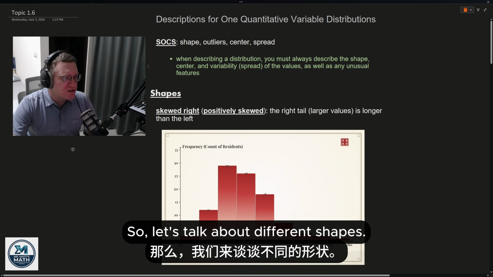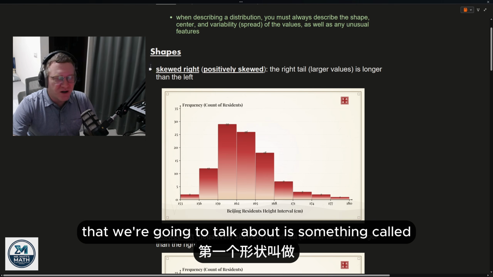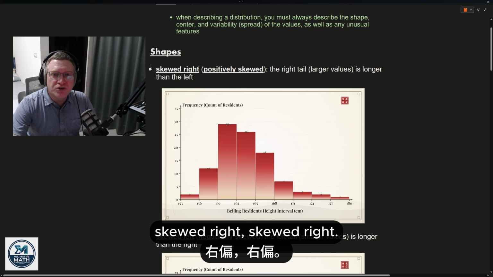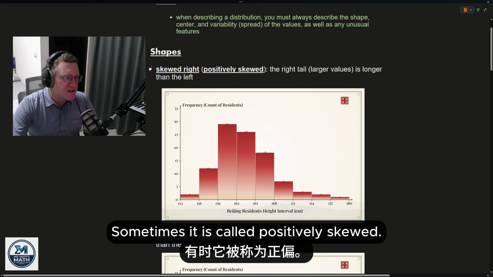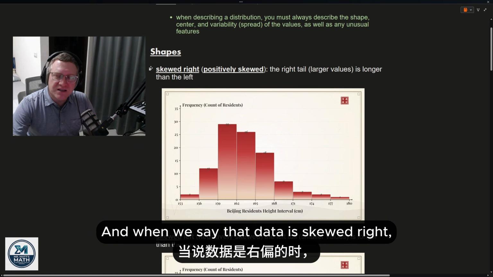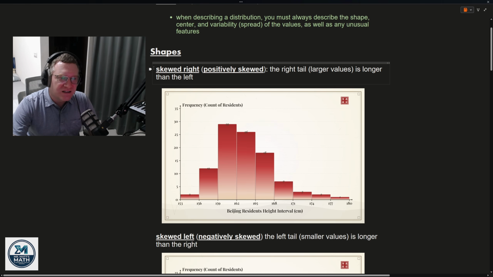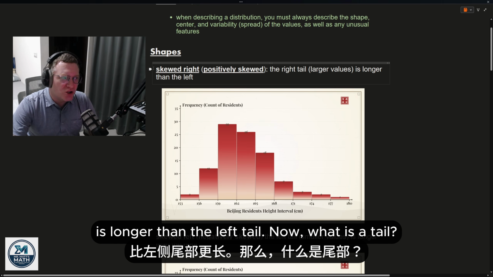So let's talk about different shapes. The first shape that we're going to talk about is something called skewed right. Sometimes it is called positively skewed. When we say that data is skewed right, what we mean is that the right tail is longer than the left tail.